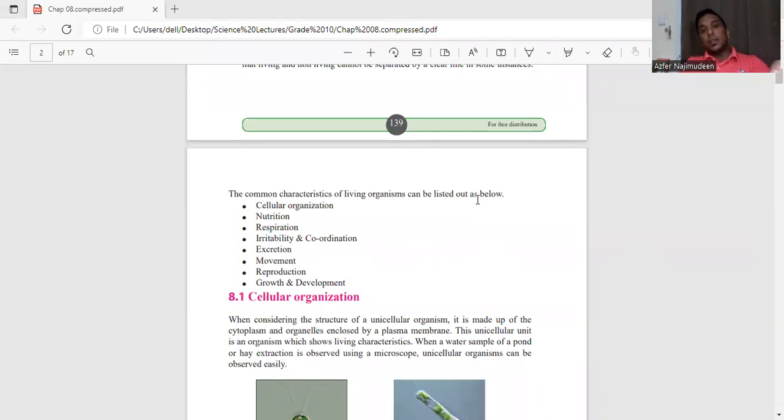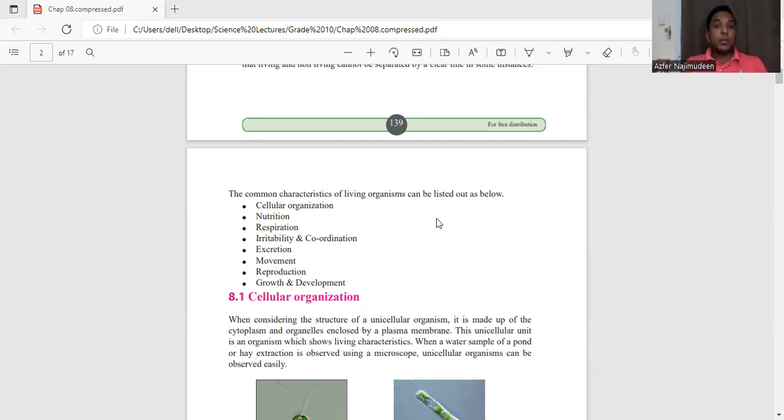I mean, you can see, the first point is cellular organization. So all the living organisms have a cellular organization. That means they have cells, tissues, and organs. Okay, cells, tissue. There's a cellular level organization. So we will be explaining each and everything in detail. The second characteristic of a living organism is nutrition.